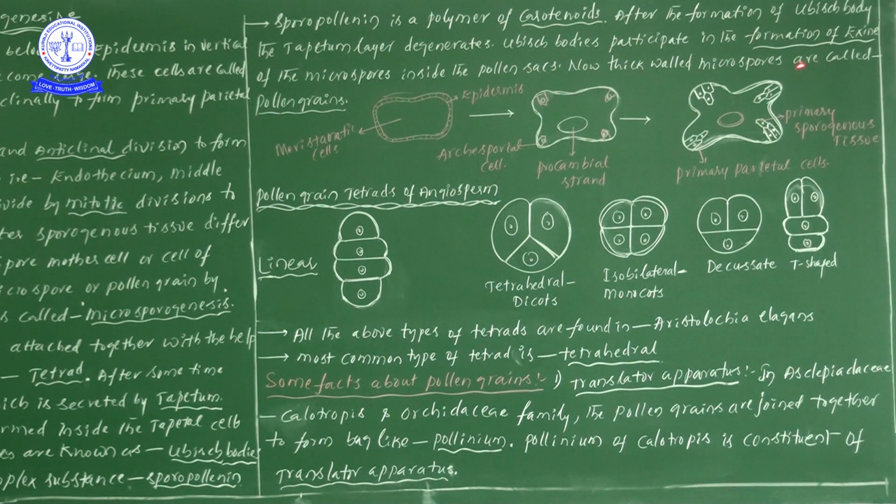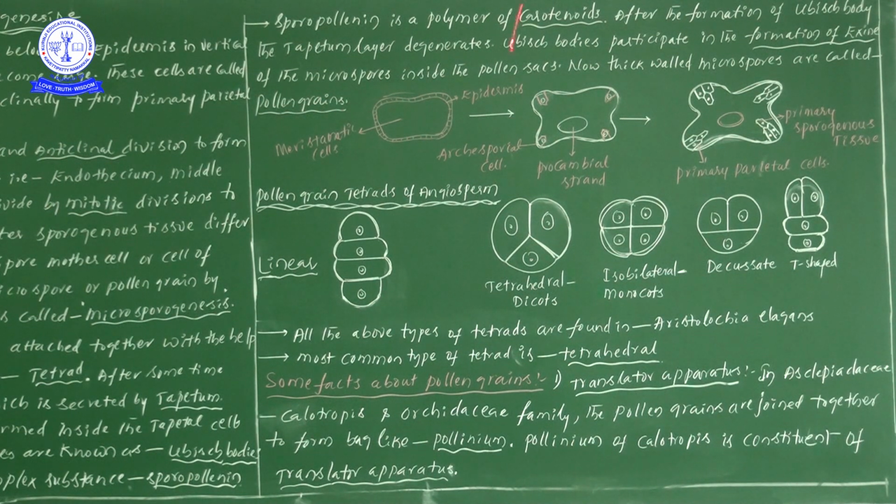Now thick walled microspores are known as pollen grains. After some time, these tetrad pollen grains will be ruptured. Why? Because of the activity of the callase enzyme. Due to callase enzyme, all the pollen grains will be split from each other. So now what is the point? The thick walled microspores we will be calling pollen grains.